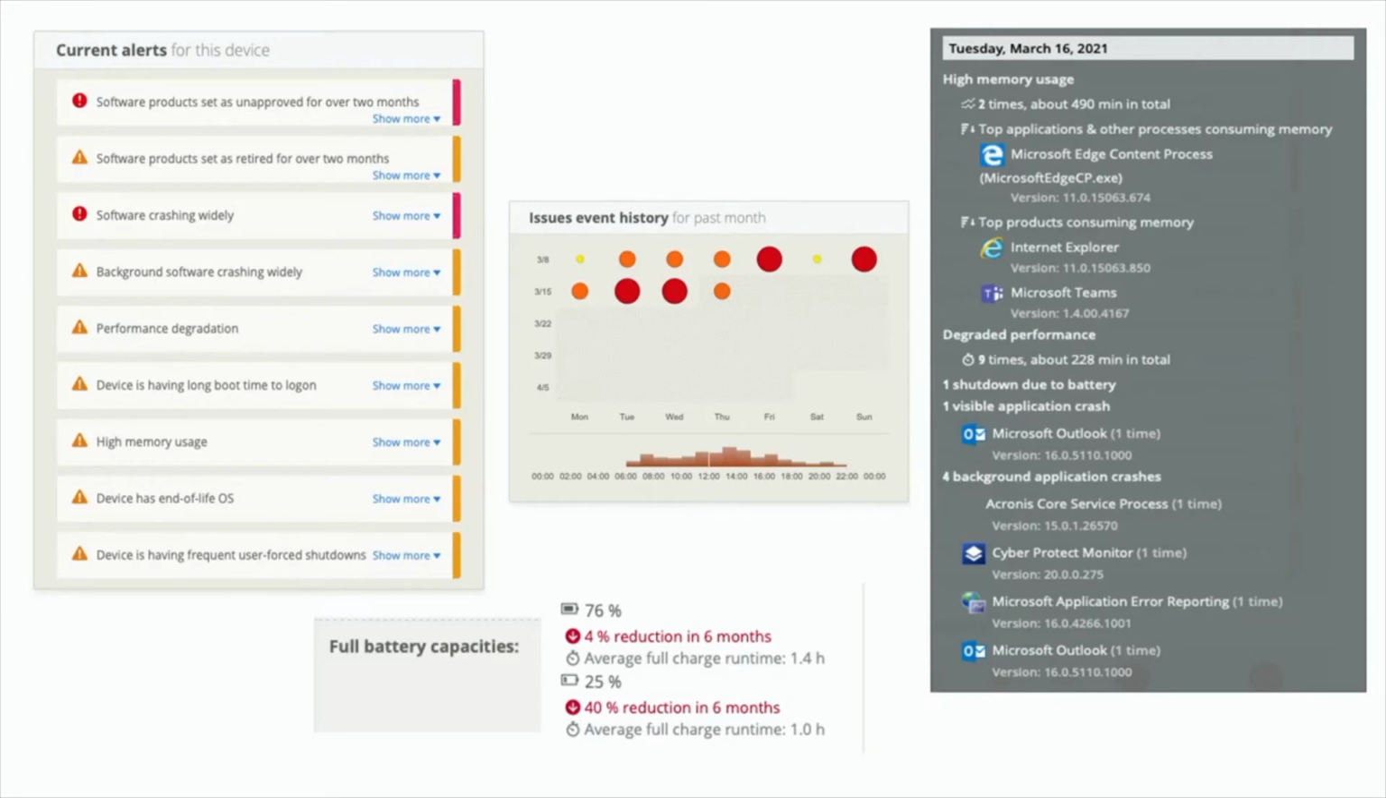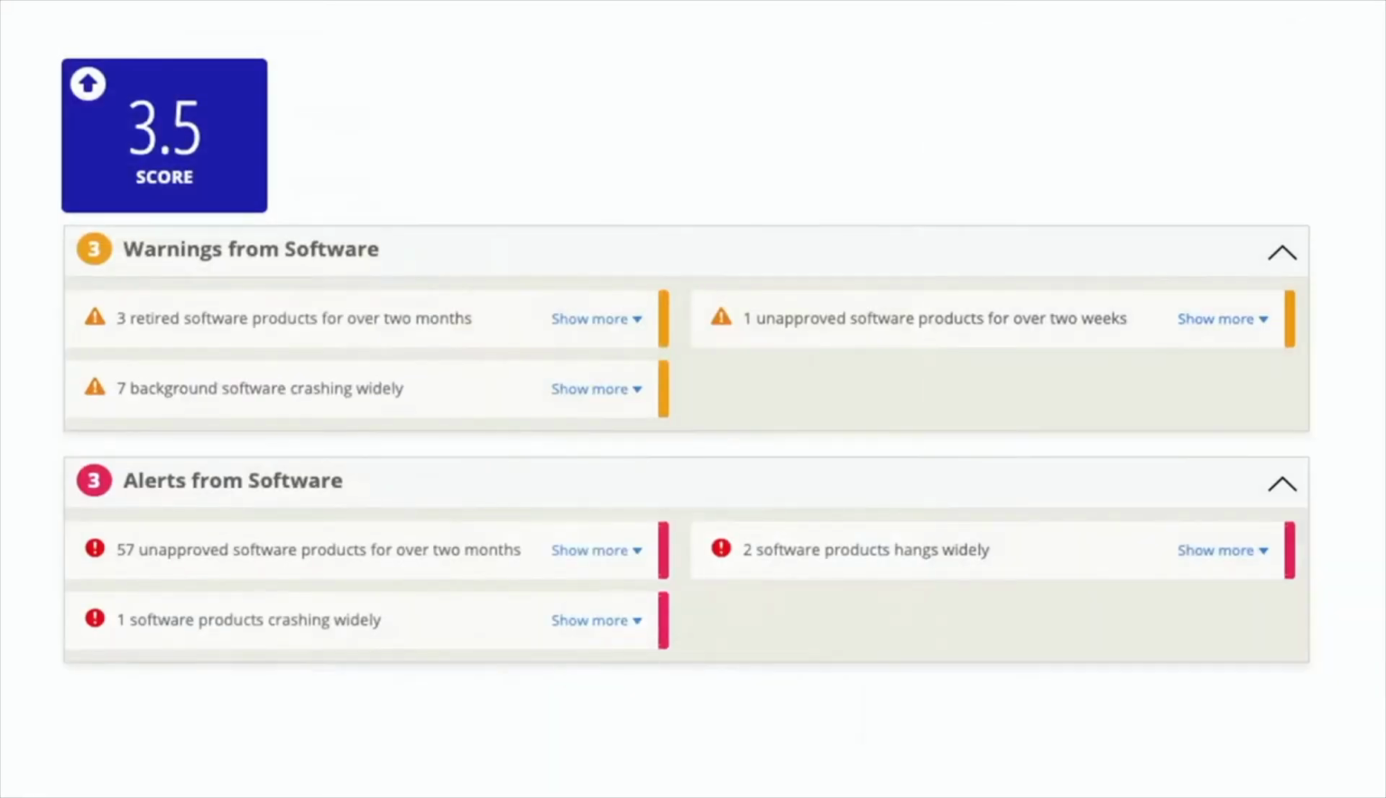The battery, how the capacity is developing, and then you can see even on a daily level what issues that specific computer or device is suffering from on the specific day. So that really gives an understanding of where the problems can be.